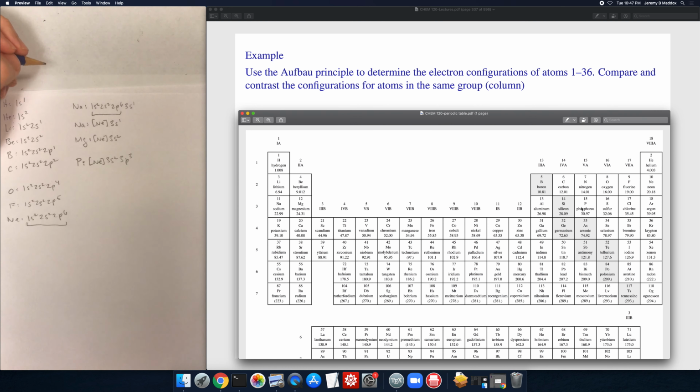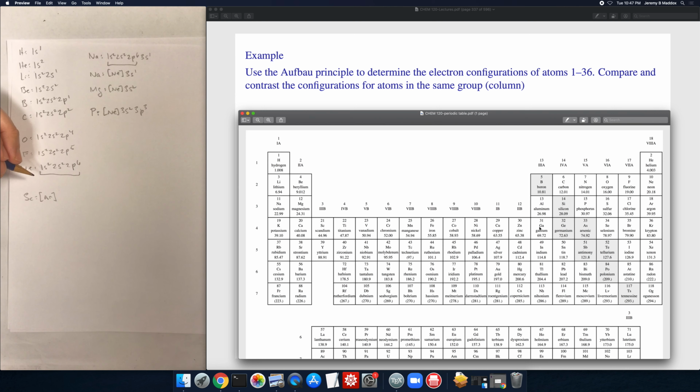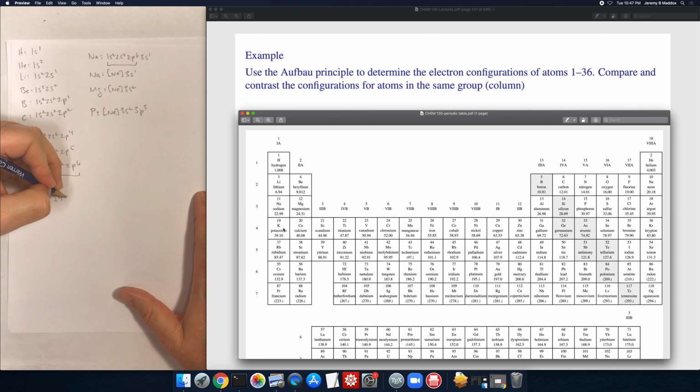Let's go ahead and do some d block atoms. So let's try scandium here. Scandium is going to have an argon core, right? Argon, then to the next row. These are going to be the valence electrons for scandium. Okay, so it's going to be 4s2 and then 3d1.